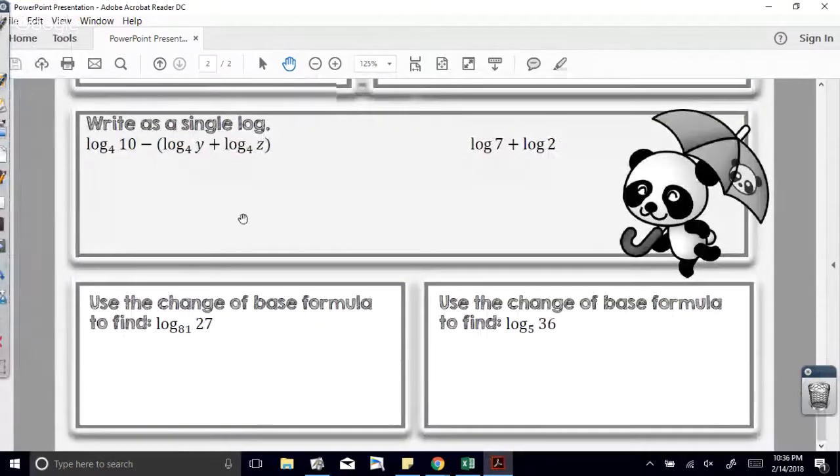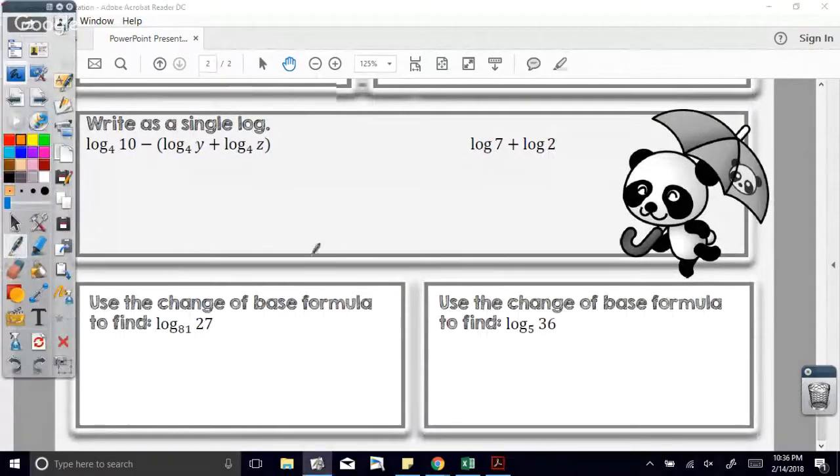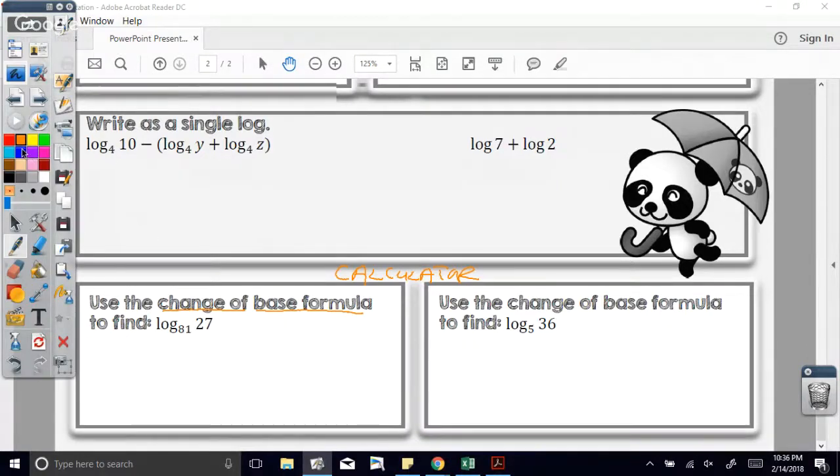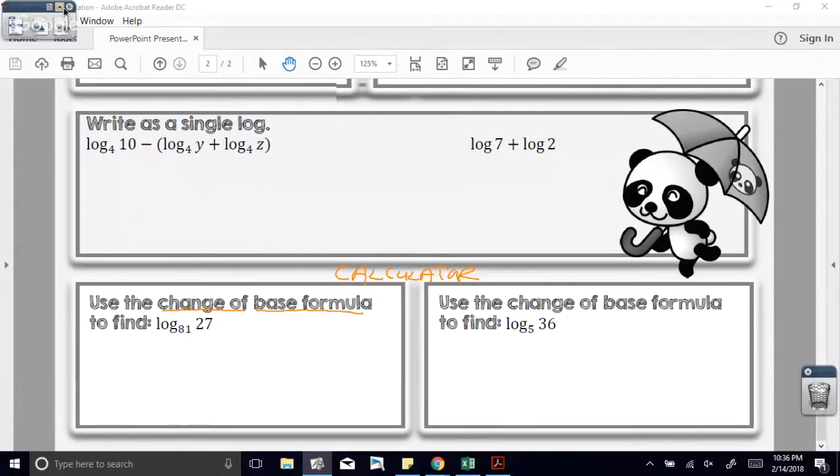Okay, so the last couple on here are calculator problems. Okay, change of base formula. And we said there are other uses for it, okay? But for what I want you to get out of this for now, we're going to use change of base formula for now to be able to answer some of these in a calculator. We've got log base 81 of 27.